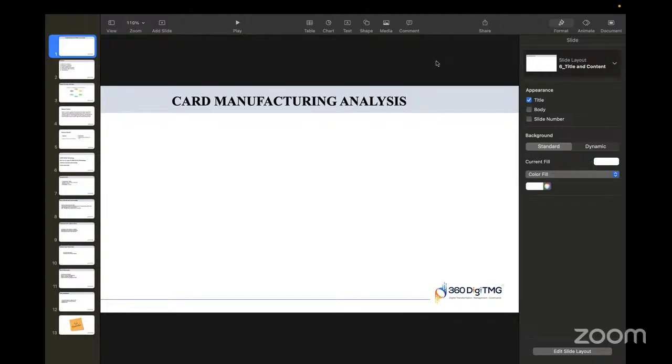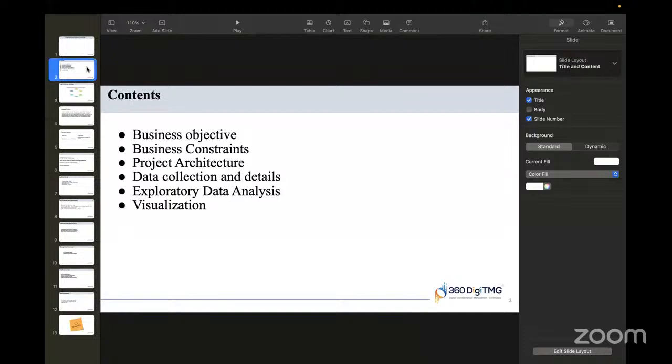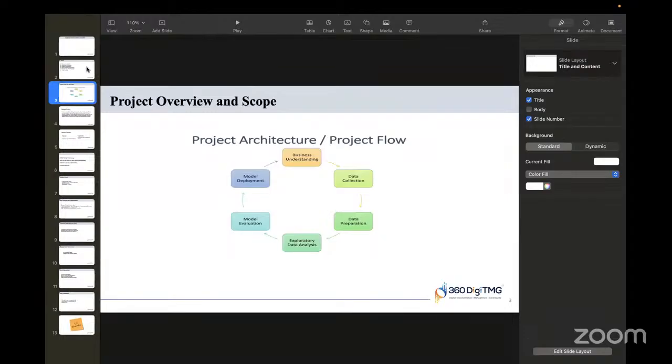In this project, card manufacturing analysis, there are some things which we have to look for, and some things which we have to remove, and come up with the solution of how we can do the manufacturing process efficiently and effectively. In this content, we are going to look at the business objective, constraints, and architecture. First, we did the CRISP-DM framework, the business understanding, data collection and preparation, EDA analysis, and then the visualization part also.